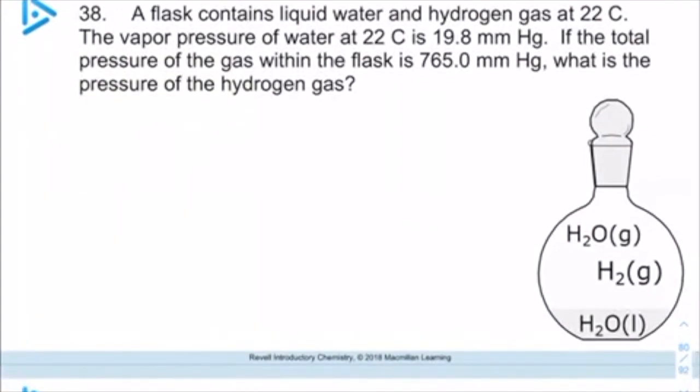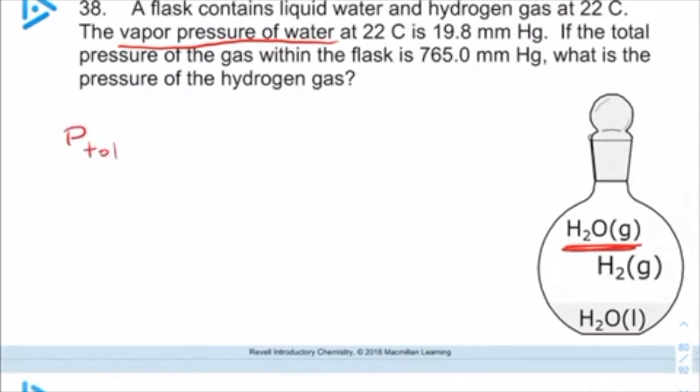Looking at this particular problem, a flask contains liquid water and hydrogen gas at 22 degrees Celsius. The vapor pressure, that means the pressure of the water gas, H2O gas in this flask, at 22 degrees is 19.8 millimeters of mercury. If the total pressure is 765, what is the pressure of just the hydrogen gas?